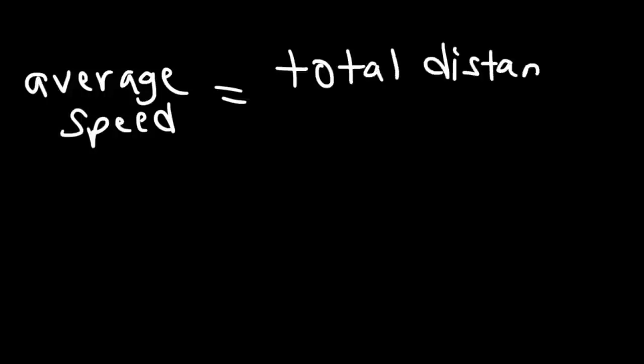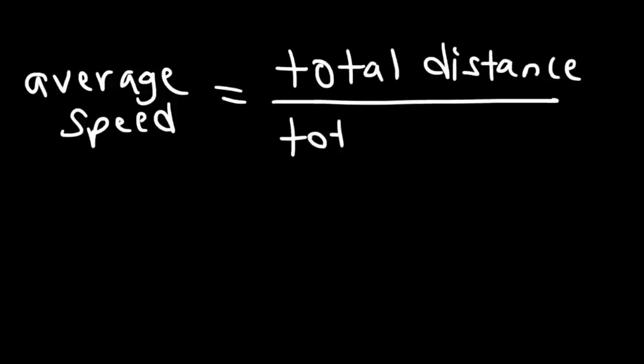There's something called average speed. Because sometimes in physics, you need to calculate the average speed of an object. The average speed can be calculated by taking the total distance traveled by the object and dividing it by the total time.